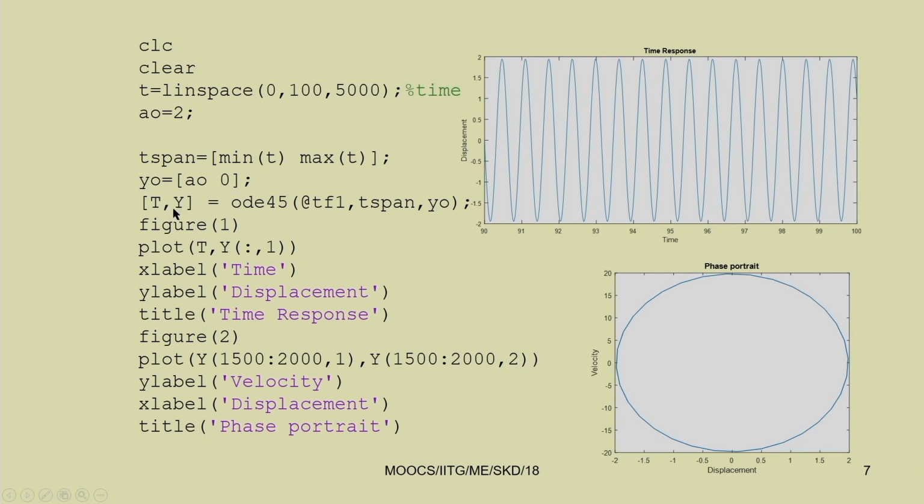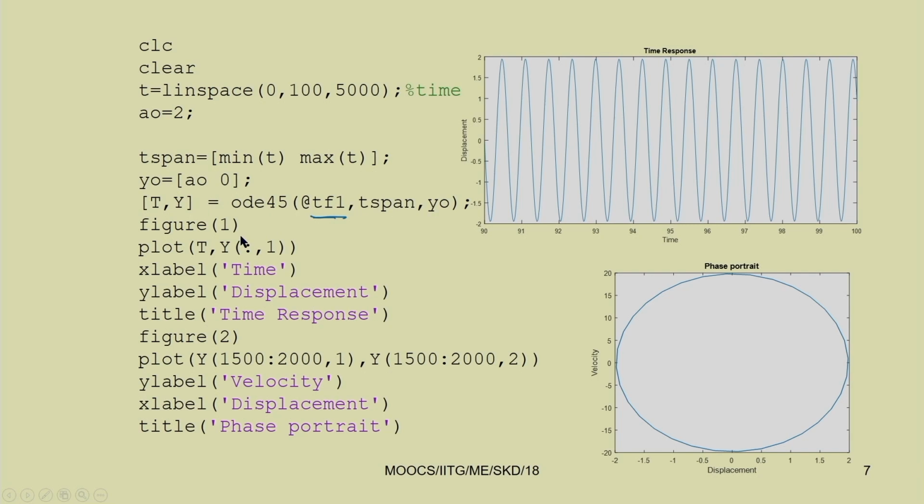So, you can write [t, y] equal to ode45 at the rate tf1. You just see this tf1 is the function file name. So, tf1, t span, y0 you can write. There are some other options also available. You can check, this is the simplest one you can put.